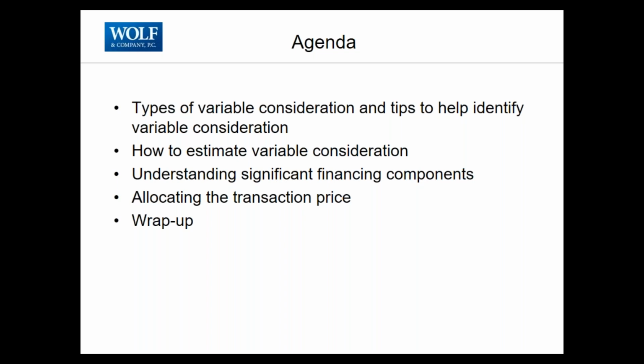So here's the agenda we have for us. Cecilia is going to introduce us to the idea of variable consideration and what you should look for to identify that. I'm going to talk to you about how to estimate that variable consideration. Cecilia is going to introduce you to the idea of significant financing components and how you might identify those. And then, as I mentioned, we are going to finish up by touching briefly on the step 4 process of allocating the transaction price, and then we'll wrap up with some Q&A.